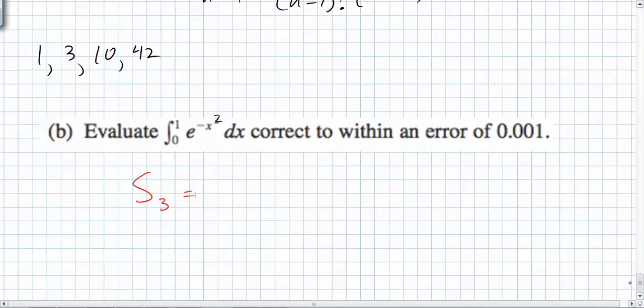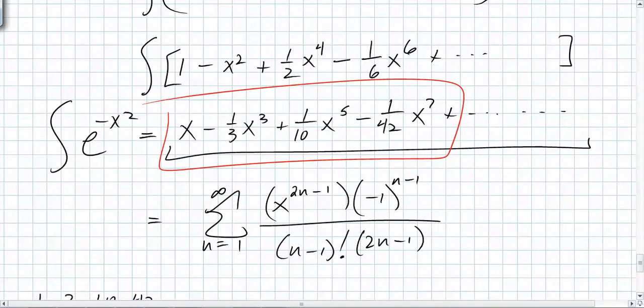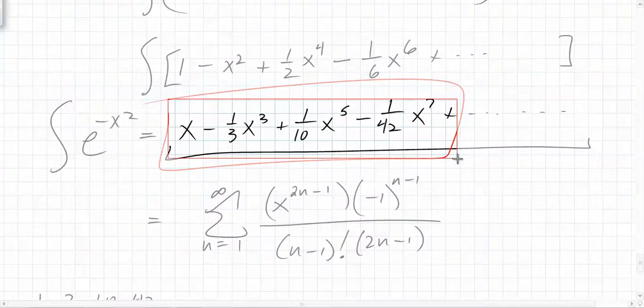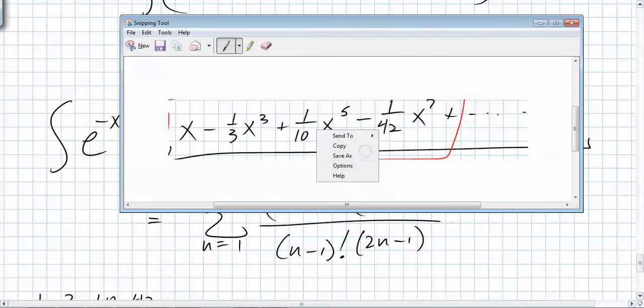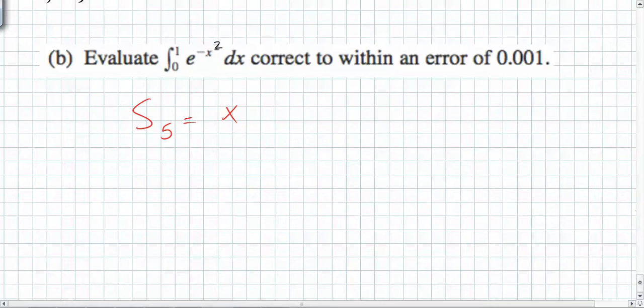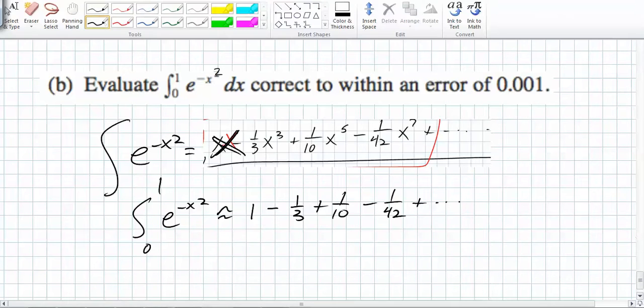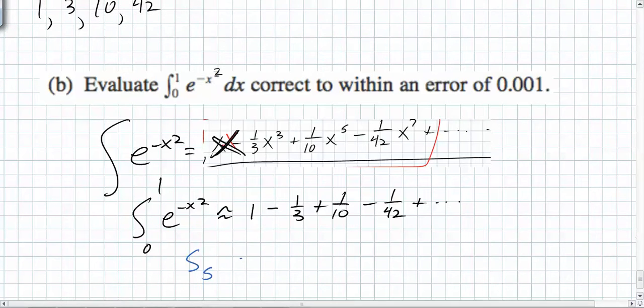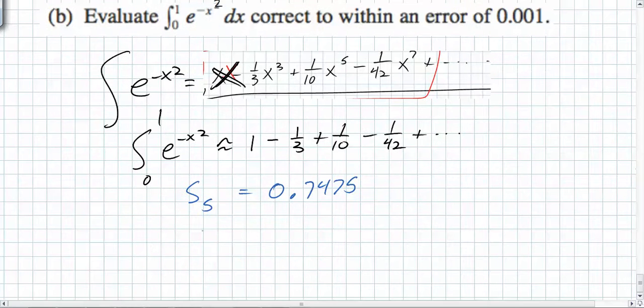So if you do the first 5, just so you understand what you're doing, to do S5, what would you have to do? You're doing X, what was it? What was that series right here? It was this, right here. See this? You have to do the first 5 of them. What do you have to plug in for X? What do you plug in for X? If you do this out, if you do it to 5 terms, you end up with 0.7475.